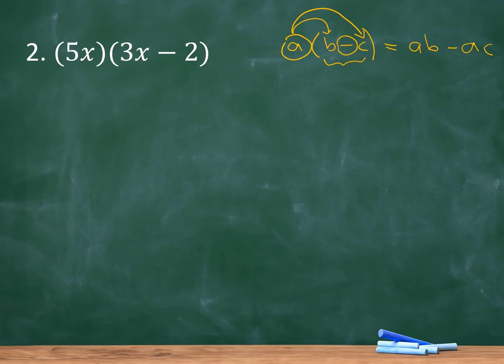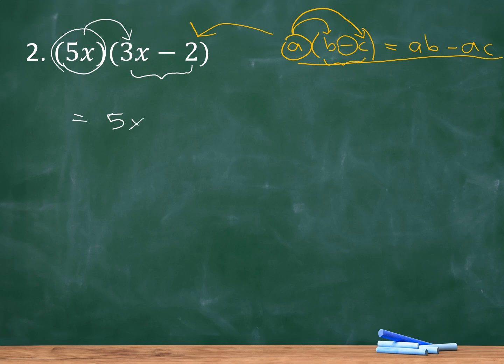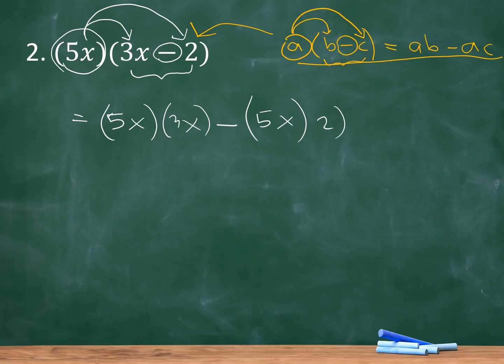Let's write it here. So we will apply this concept in multiplying 5x and 3x minus 2. So we will distribute first 5x across the subtraction inside the parentheses. So we multiply 5x times 3x. Let's write it here, 5x times 3x, and then this time we have minus, so let's copy here minus, and then 5x times 2. Let's write it here, 5x times 2.